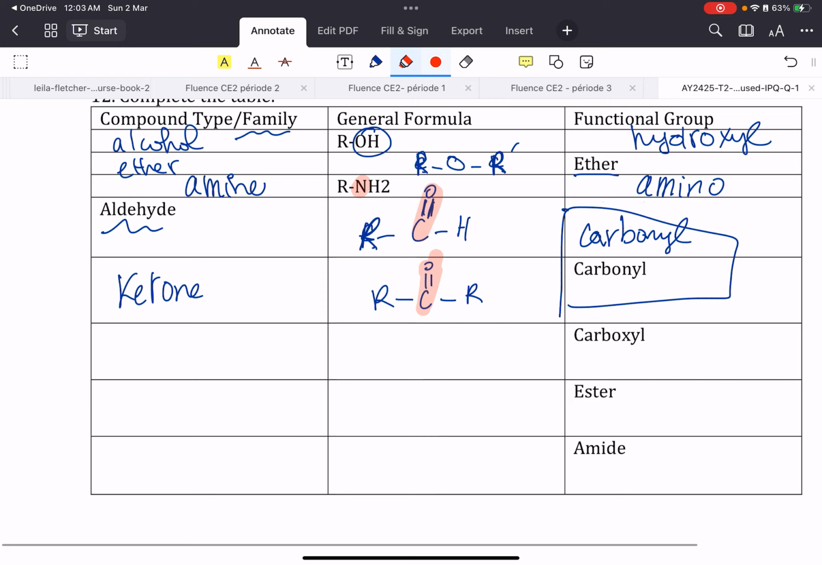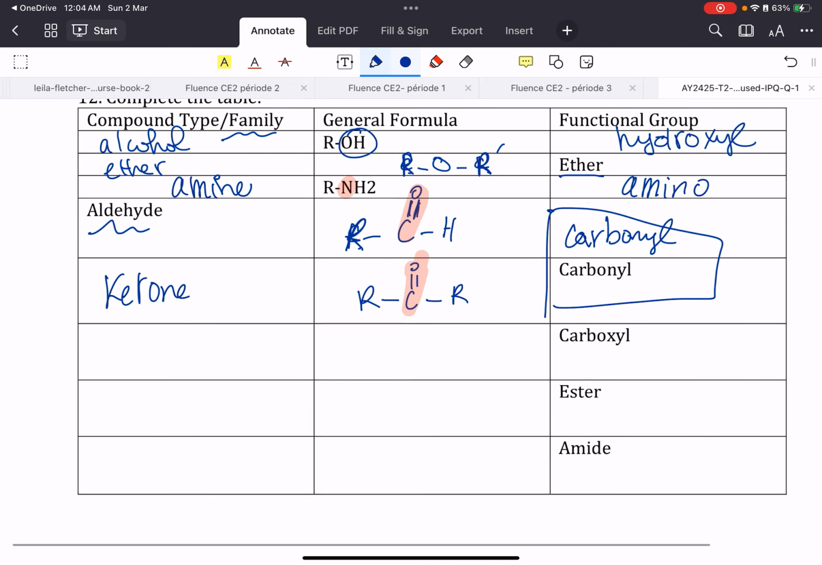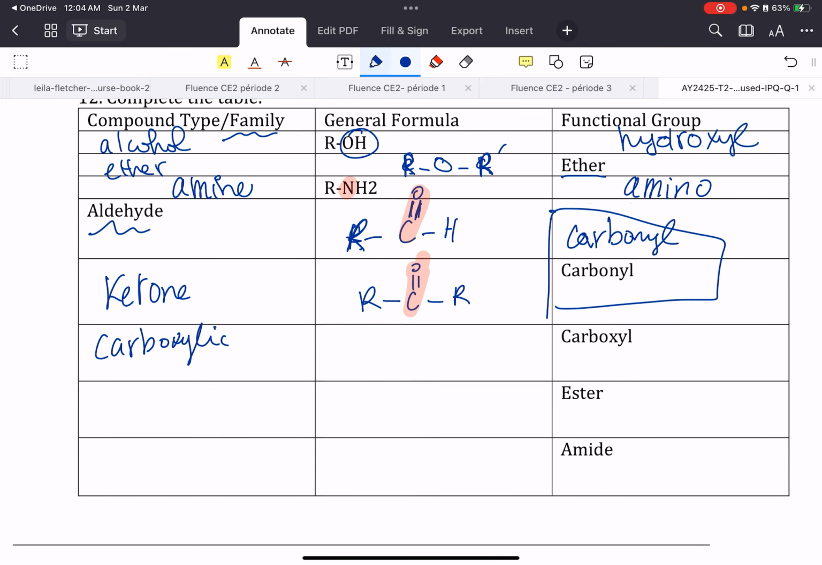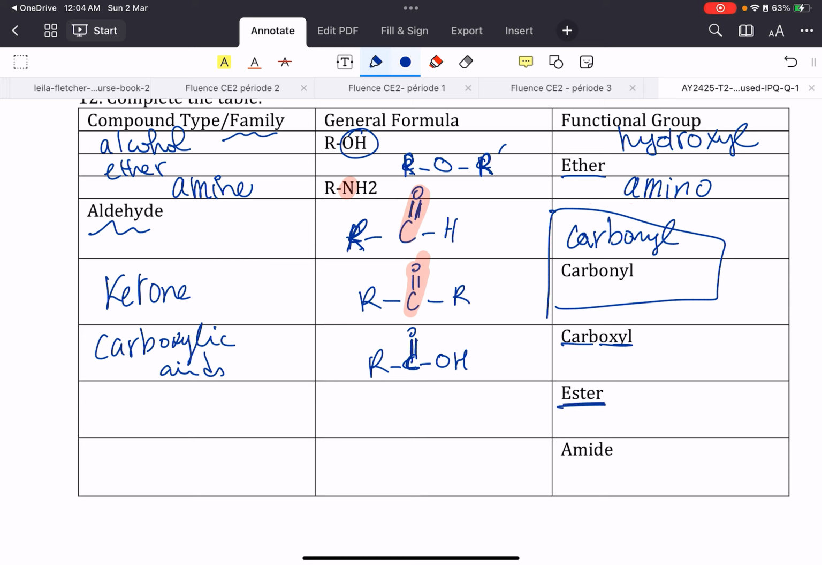Now, carboxyl belongs to the family of carboxylic acids, and here we have a carbonyl group and a hydroxyl group. So a carbonyl and a hydroxyl functional group on that carbon. Ester, the family name is also ester, which is nice to memorize, it's easy. Amide as well. The family name is also amide.